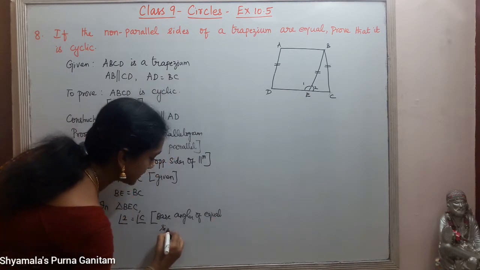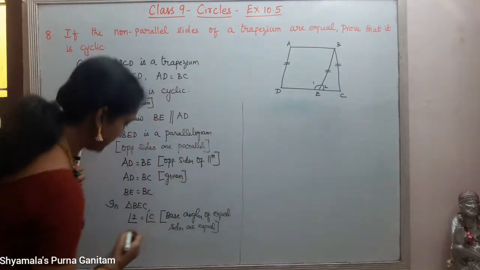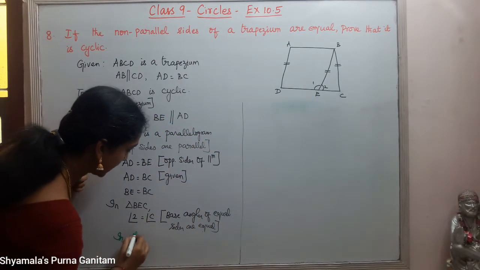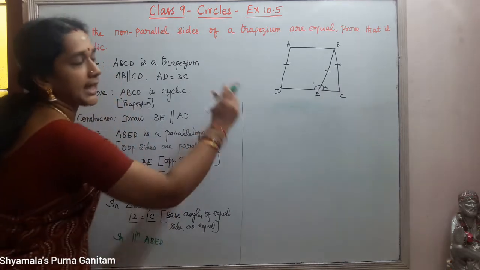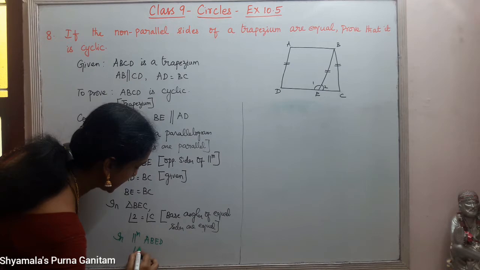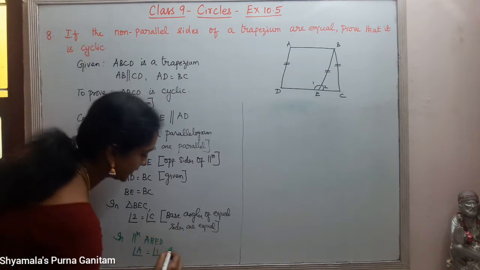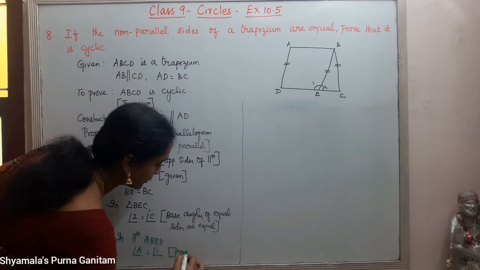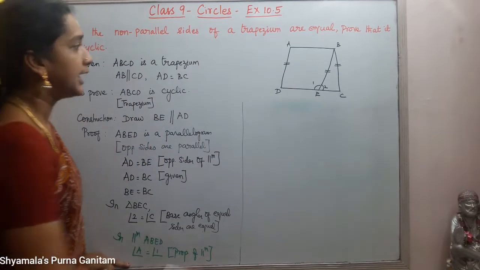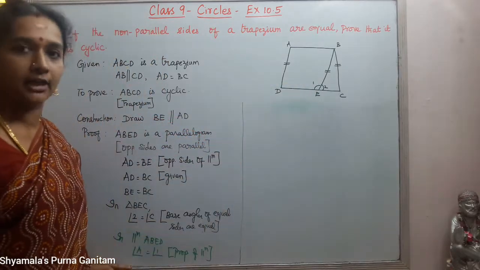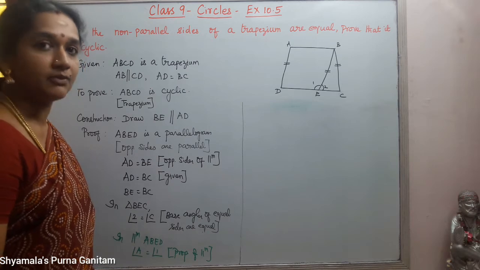Equal sides are equal. In parallelogram ABED, opposite angles are equal. That is, angle A is equal to angle 1. This is the property of parallelogram. Angle A is equal to angle 1. Already angle 2 is equal to angle C, we wrote.